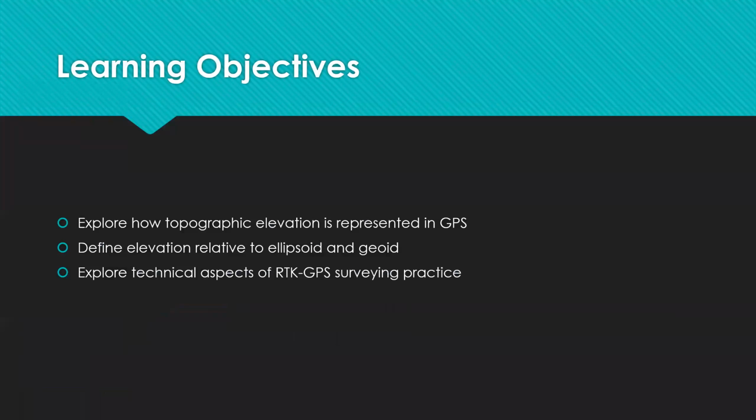So our learning objectives for today: we're going to explore how topographic elevation is represented in GPS. We're going to define elevation relative to ellipsoids and geoids, and we'll define these. These are basically different models of the planet's surface, or sea level actually. And then we'll probably take a break because there's a bunch of material to cover there, and then we'll talk about specifics related to RTK GPS surveying.